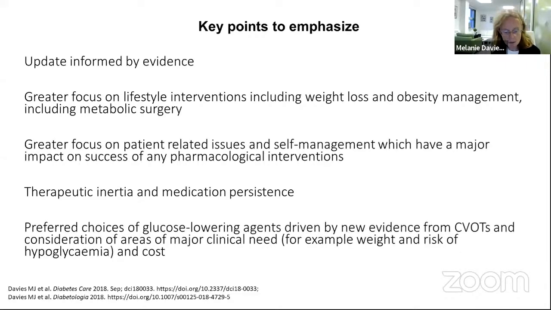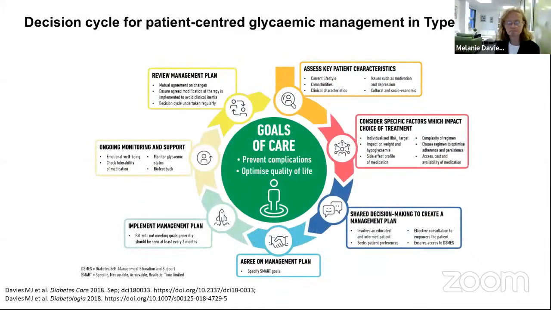And of course, what I will talk about is the preferred choice of glucose lowering agents, particularly driven by the new evidence from the cardiovascular outcome studies. And I'll talk briefly about that. So this is this decision cycle. And I think there's a couple of things to note.